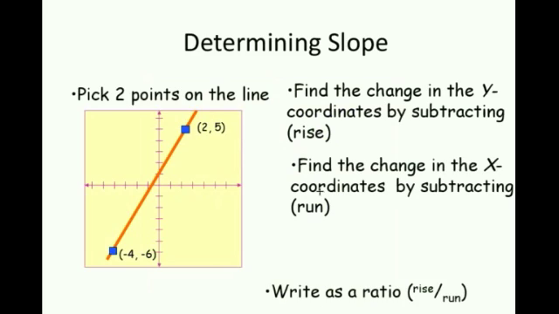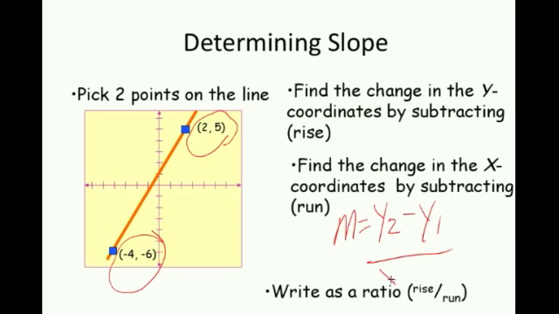Now, oftentimes you may not be given a graph. You may not be given a line. You just may be given 2 points, as in this case here. We've got 2 points here. We can still calculate the slope without having a graph. The equation is m is equal to y2 minus y1, that's my change in my rise, over x2 minus x1.